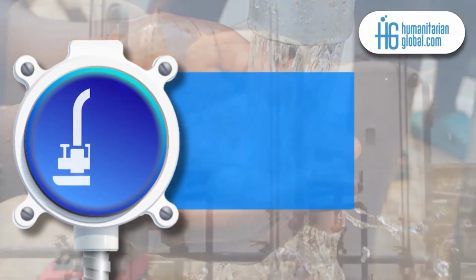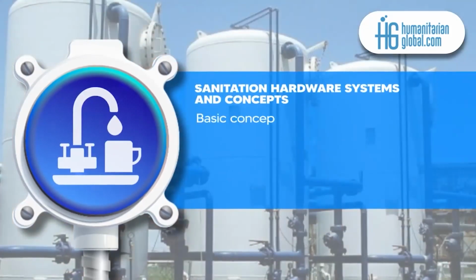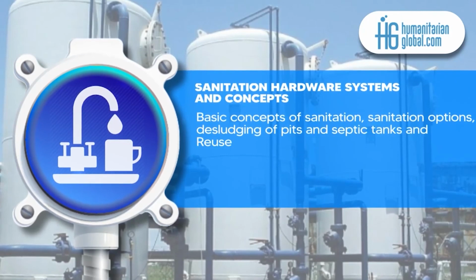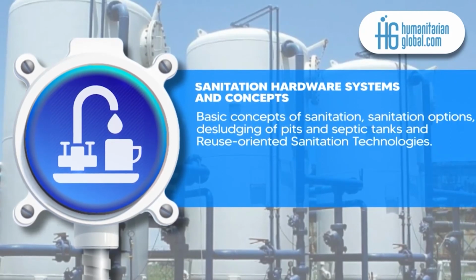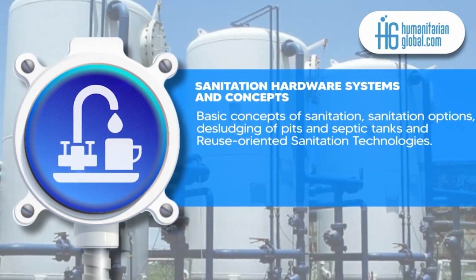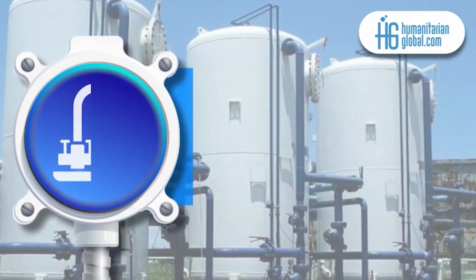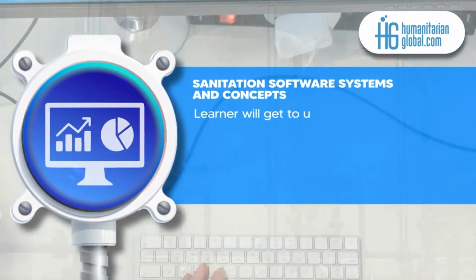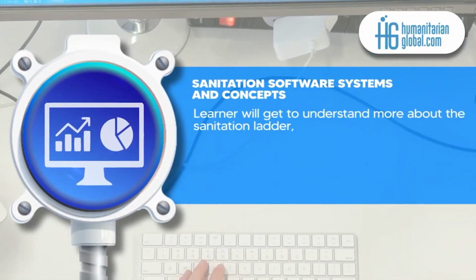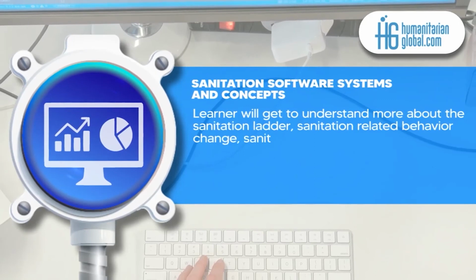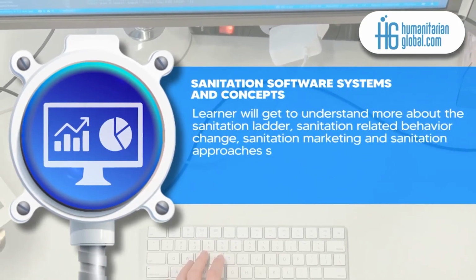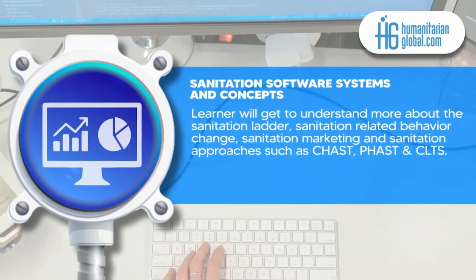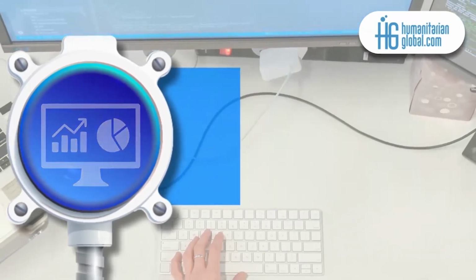Thirdly, sanitation hardware systems and concepts. The third module will cover basic concepts of sanitation, sanitation options, dislodging of pits and septic tanks, and reuse-oriented sanitation technologies. In addition, you learn more about sanitation software systems and concepts. In this module, the learner will get to understand more about the sanitation ladder, sanitation-related behavior change, sanitation marketing and sanitation approaches such as CHAST, PHAST and CLTS.